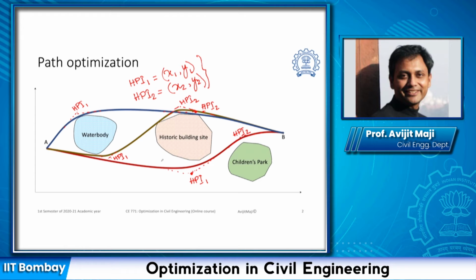However, the difficulty remains when we want to represent the constraint. As we said, we want to avoid these obstructions: water body, historic building site, children's park in this particular problem. There is no way we can represent the alignment mathematically to understand the impact or effect it has on these restricted land parcels or restricted zones or the obstructions. The only way we can find it out is by laying out the alignment and then superimposing it with the locations of these obstructions or restricted land parcels and seeing if there is any overlap or not.